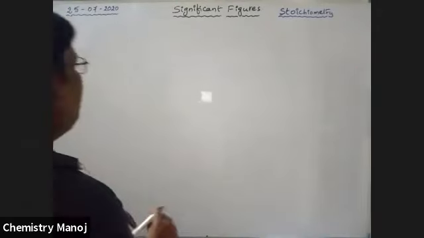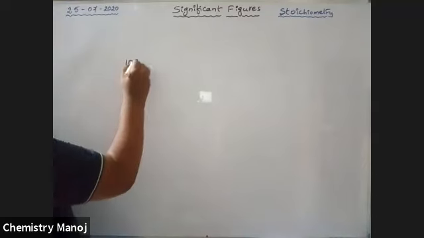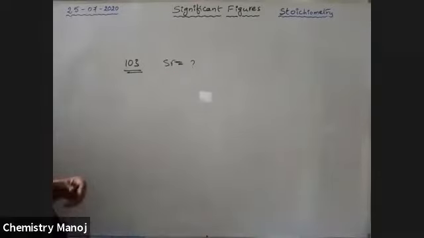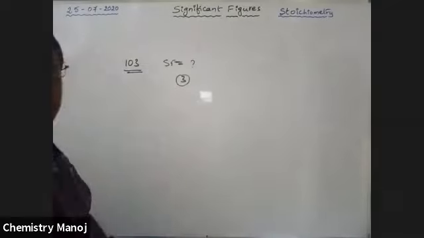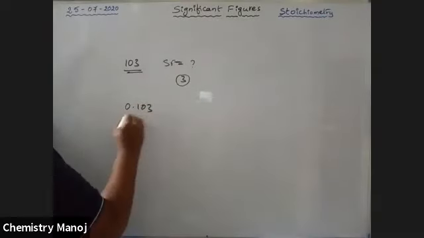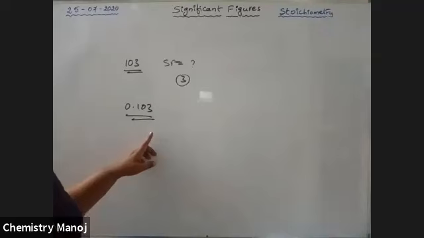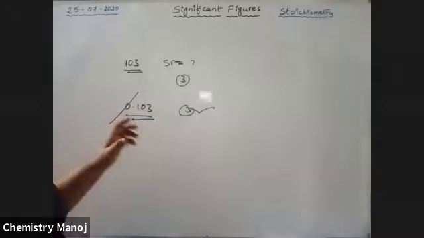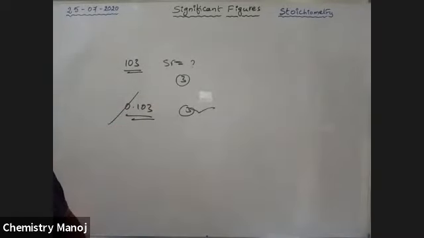See here, boys. 0.103. How many significant figures? Waiting for you. Is it 3 or 4? Yes, 3, because a number starting with 0 is not considered. The answer is 3.